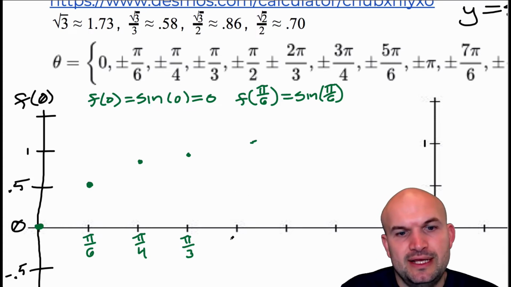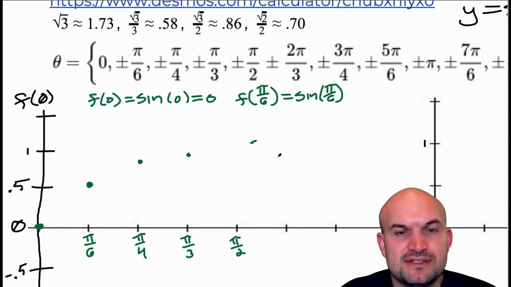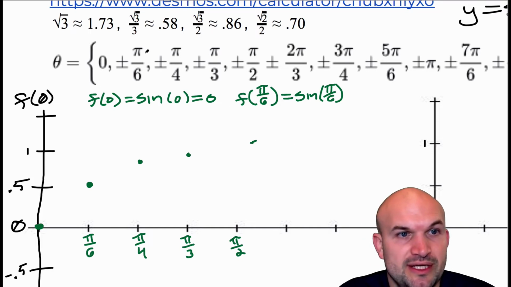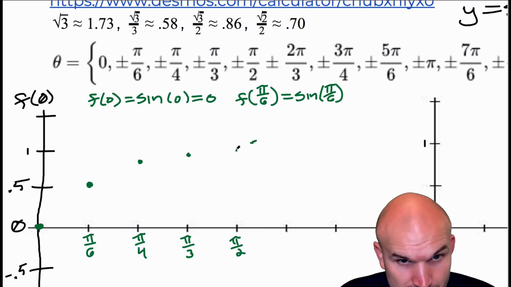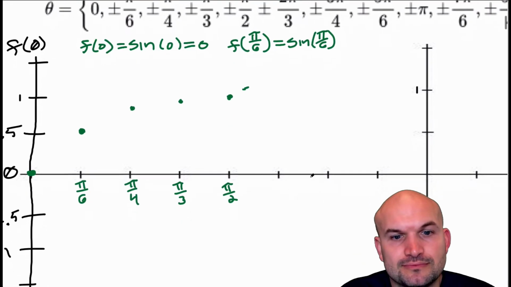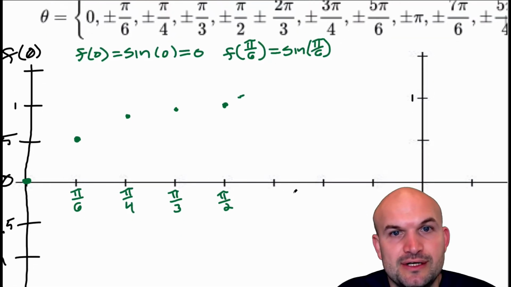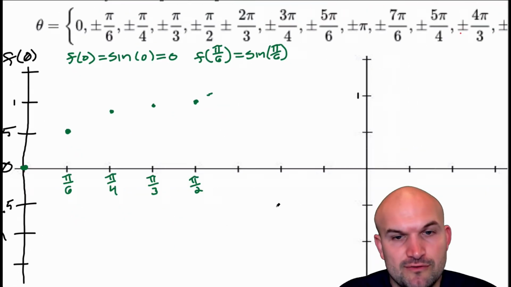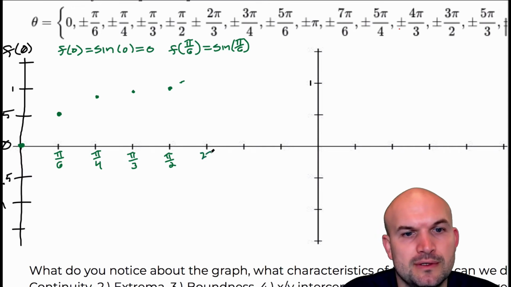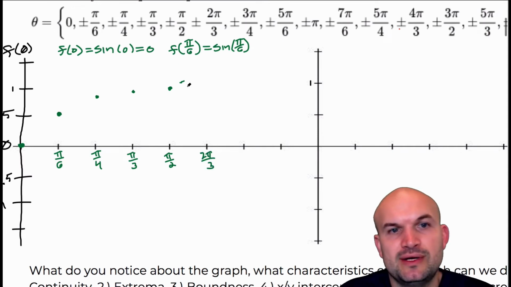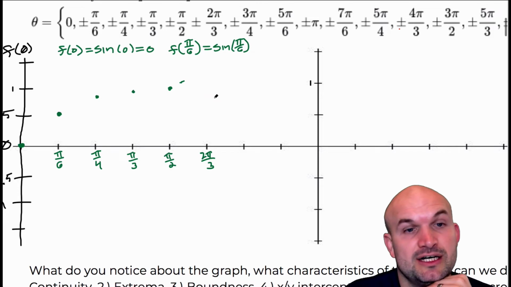And then the next angle is pi halves. The sine of pi halves is going to be 1. So that's going to be right there. Then we'll go to our next angle here, which is 2 pi over 3. I'll zoom out here a little bit. So at 2 pi over 3, that is still going to be square root of 3 over 2.